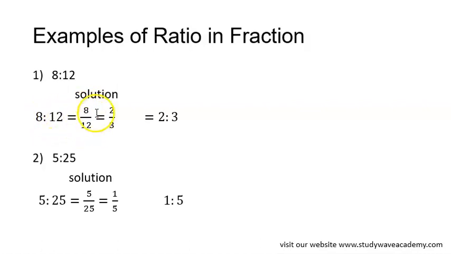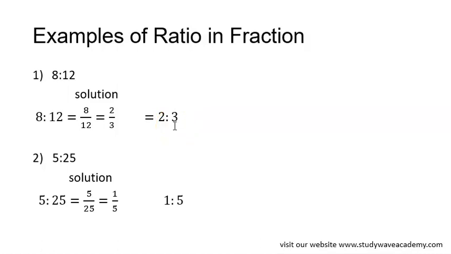So this is not the simplest form. We have to reduce it to the simplest form. What can we use to reduce it and give us the simplest form? We can use 4. 4 in 8 will give us 2, and 4 in 12 will give us 3. So we have 2/3 as the simplest form of 8/12. We can write this 2/3 in a ratio form, which is 2:3. Okay? Do we understand that?